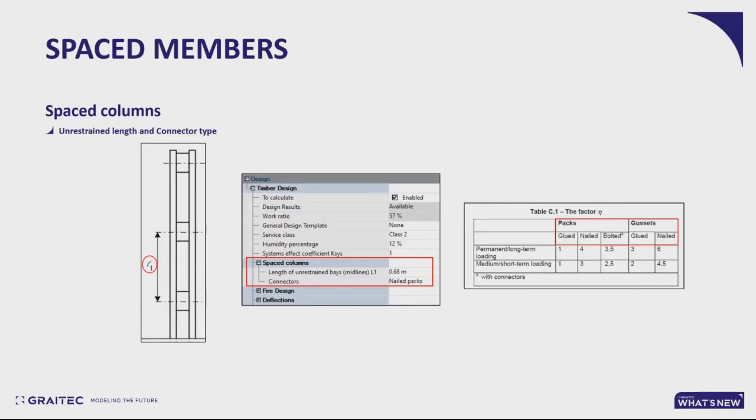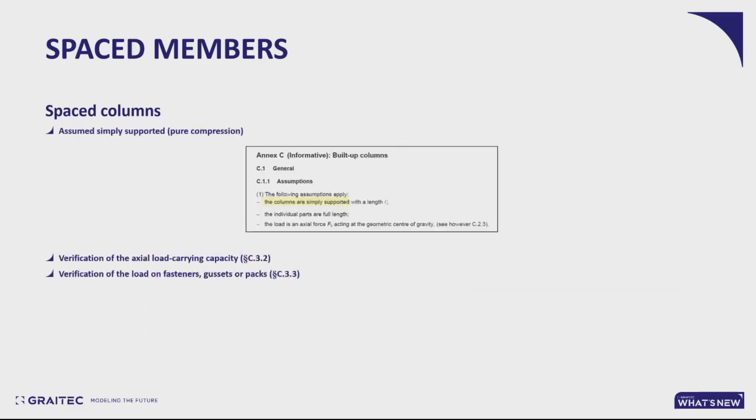Also used in the design is the distance between the connectors, as well as the type of connector: packs or gussets, and they can be glued, nailed, or bolted. So of course you will find the corresponding parameters in Advanced Design. The design limitations are the same as in Annex C, meaning the columns are assumed as simply supported, and the design checks consist of the verification of the actual load carrying capacity, as well as the verification of the load on the connectors.